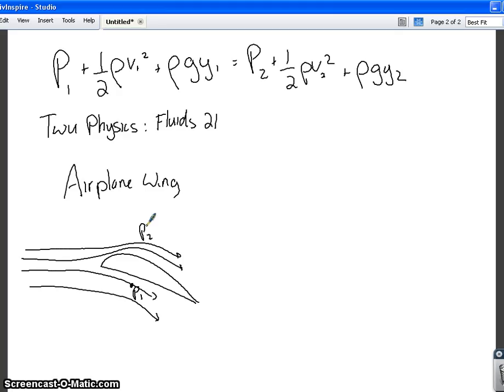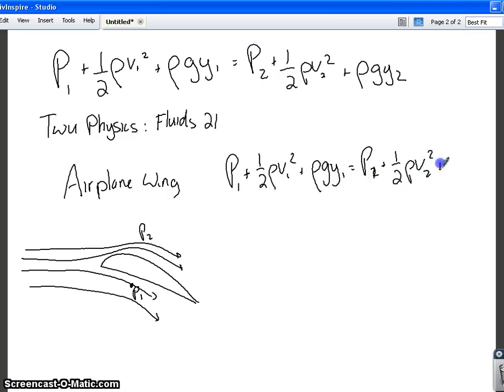So with this airplane wing, if I know P1, and if I know the velocity under the wing and above the wing, I can add that in. So 1/2 rho V1 squared plus rho g y1 equals P2 plus 1/2 rho V2 squared plus rho g y2. Now, here's something I want to point out. Is there a height difference between P1 and P2? There is. But the height difference is so small, we can cancel it out.